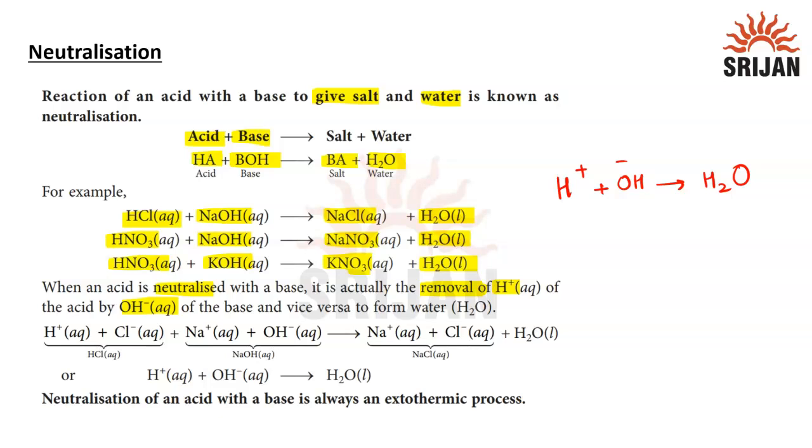Similarly here, H plus and Cl minus ions are in HCl, and Na plus and OH minus ions are in NaOH. Na plus and Cl minus combine, and H plus and OH minus react to form water. This is what happens in a neutralization reaction. And again, neutralization is always an exothermic process. Neutralization of an acid with a base is always an exothermic process.